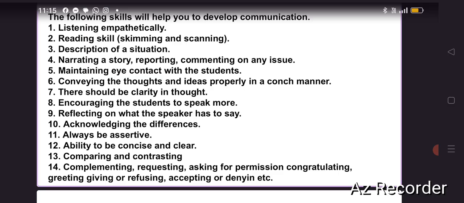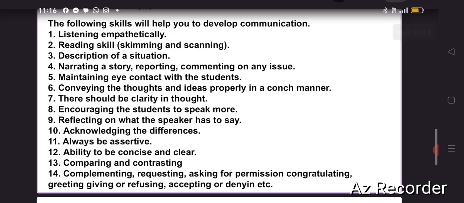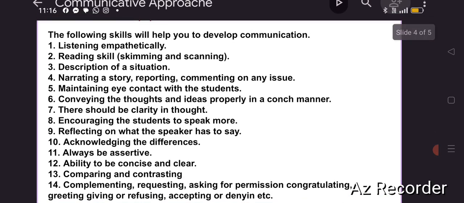Skimming and scanning. Skimming means overlooking, and scanning means reading deeply. Okay, this is called scanning. First of all, we have to listen carefully, and second, we have to read more and more information related to any subject which we want to communicate.